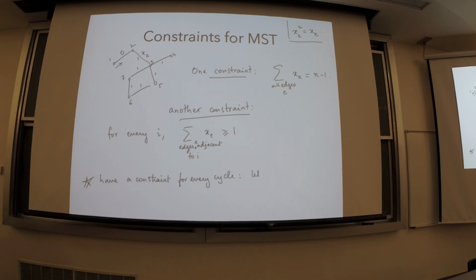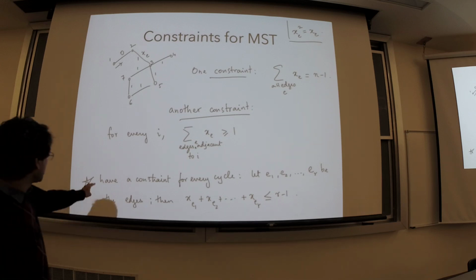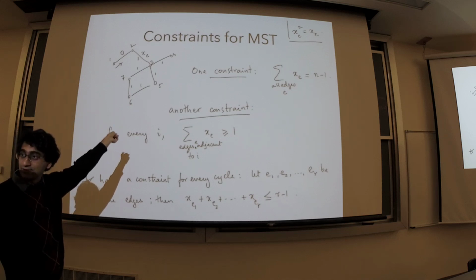Okay, so let E1, E2 up to ER be the edges of some cycle. Then the sum of XE1 plus XE2 up to XER is less than or equal to R minus 1. So this is one way of eliminating that solution, right?